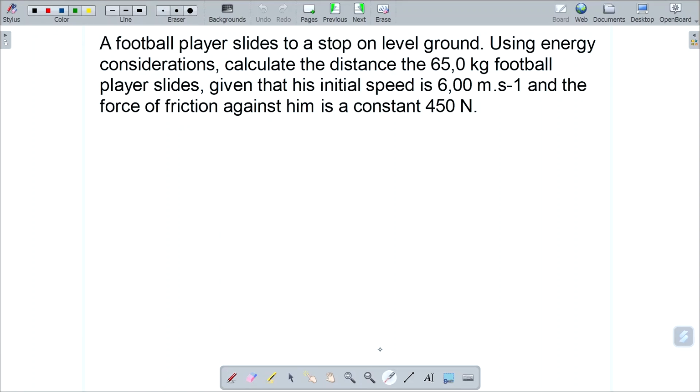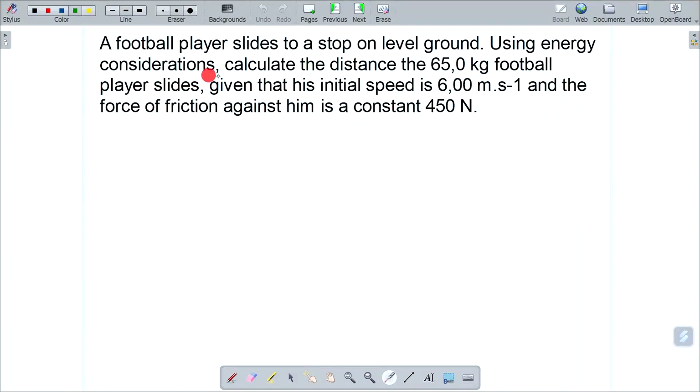What we have here is that there is a football player. The football player slides to a stop on level ground. Sliding to a stop, we already assume that there is a force that is acting against the direction of motion. We know that this is going to be a non-conservative force. Using energy considerations, calculate the distance the 65 kilogram football player slides, given that his initial speed is 6 meters per second and the force of friction against him is a constant 450 newtons.